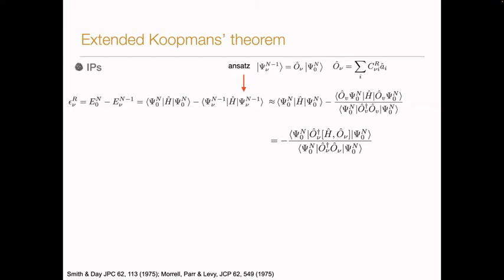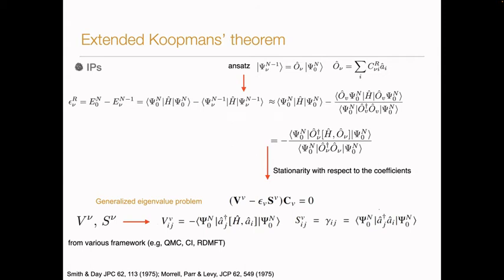Then you apply the stationary condition with respect to the coefficient C, which enters in the O operator. When you do this, you end up with a generalized eigenvalue problem in which the ingredients are in terms of this commutator with the Hamiltonian and the density matrix. So in principle, this can be used in any framework which can provide you with these two ingredients.